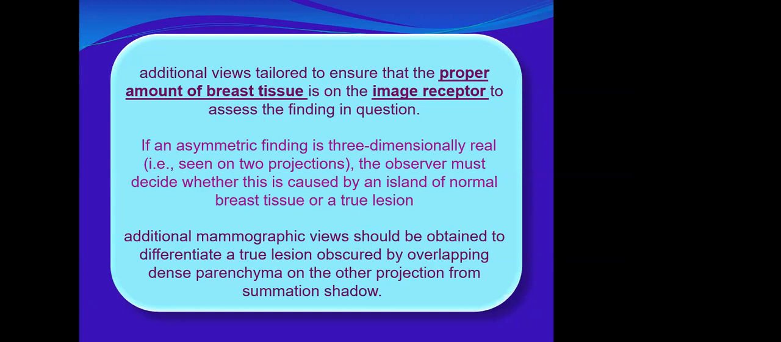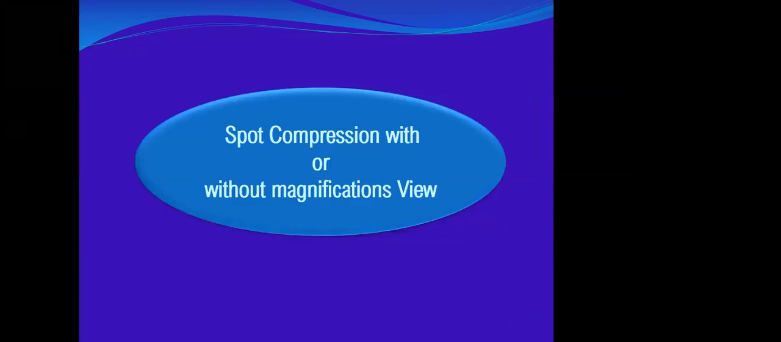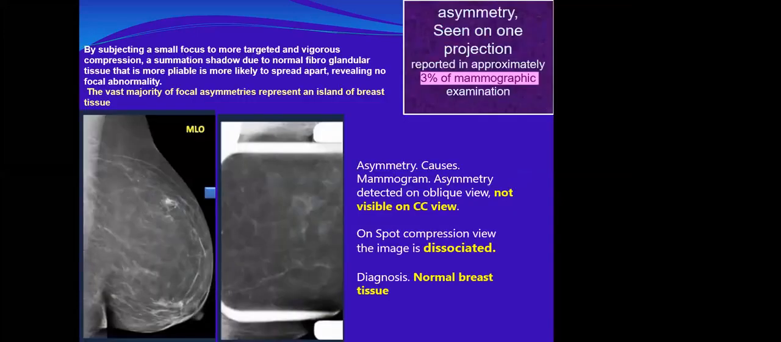So we might still need additional mammographic views to differentiate true lesions obscured by overlying dense parenchyma on the other projection from a summation shadow from an island of tissue. The most important, or commonly used, is spot compression with or without magnification views. As you have seen in these examples, this area of asymmetry is seen on the MLO but could not be appreciated on the CC view.